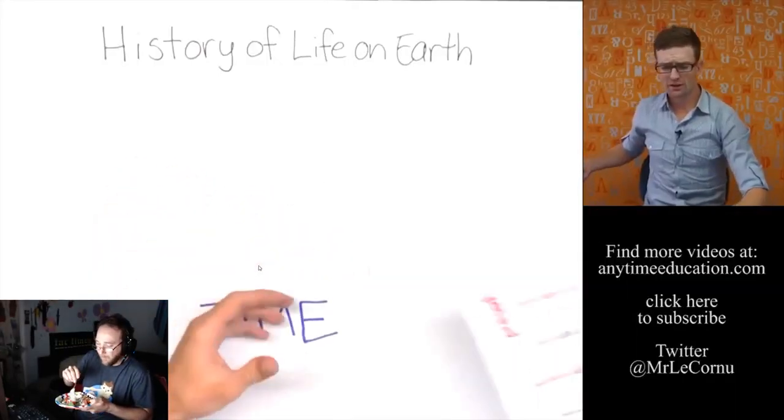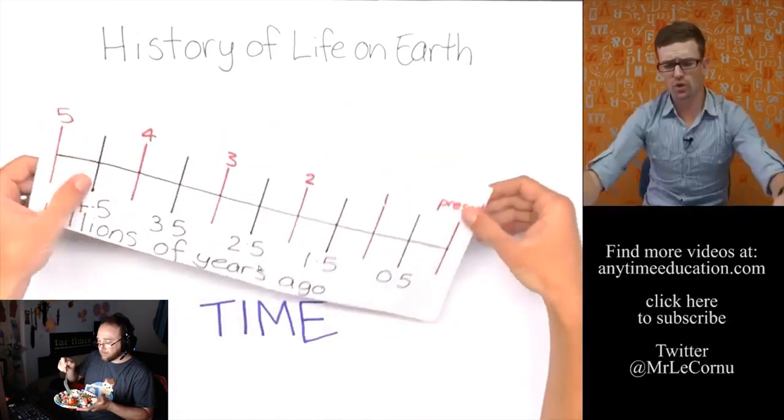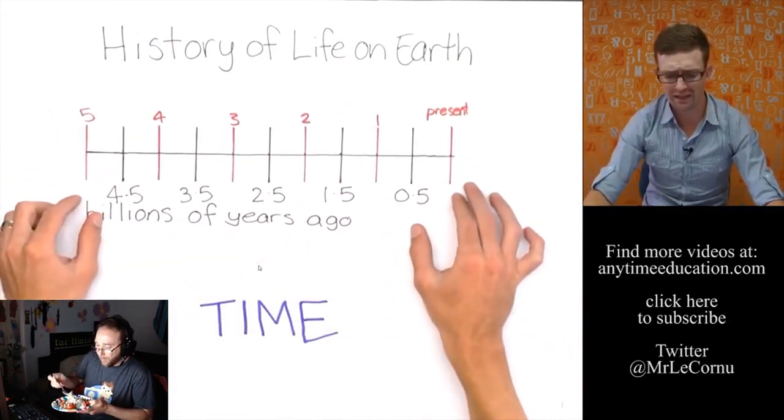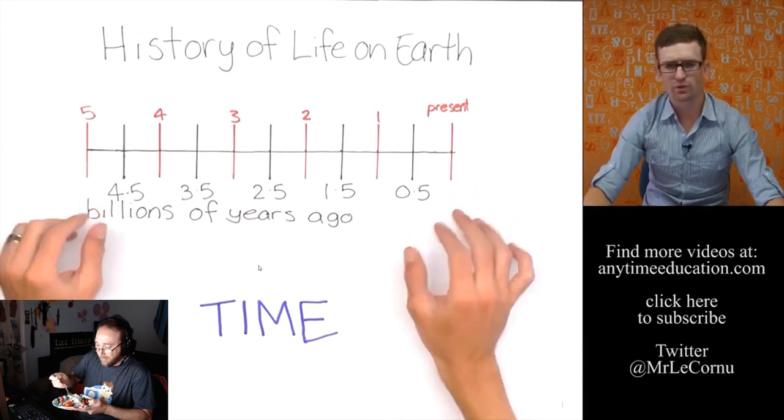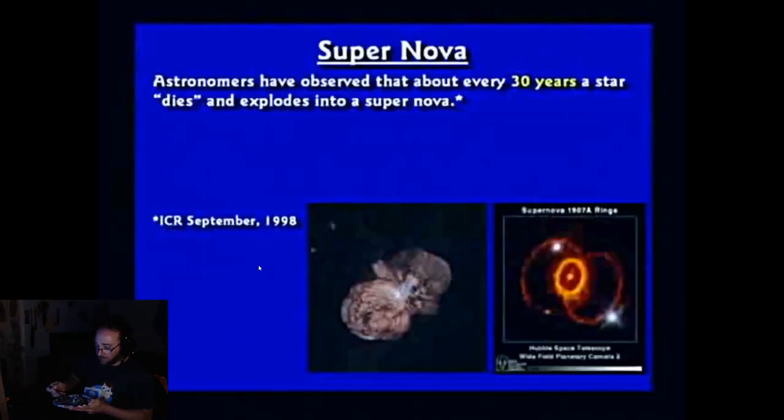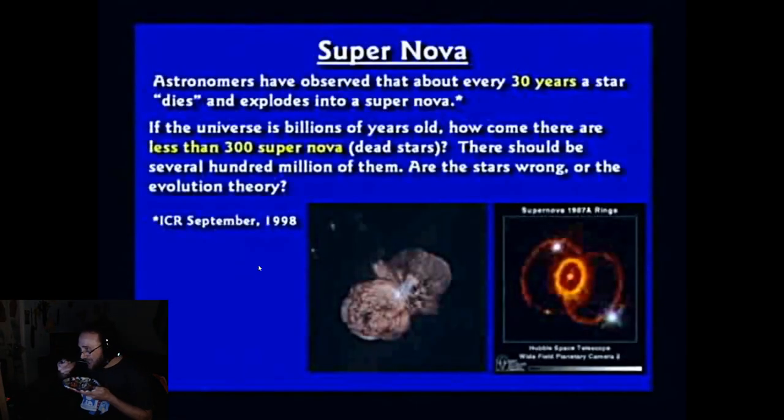The Earth is over 4.5 billion years old. If the universe is billions of years old, why are there less than 300 supernova rings ever discovered? That's only a few thousand years worth. I mean, if a star is blowing up every 30 years, there ought to be millions of these supernova rings if the universe were millions of years old. Don't tell me it's millions of years old. I don't believe you. That's just not common sense.